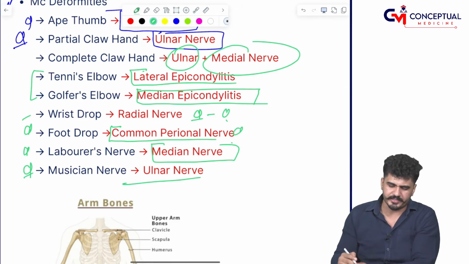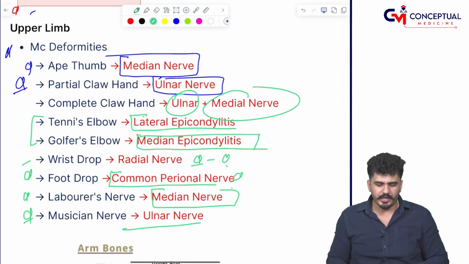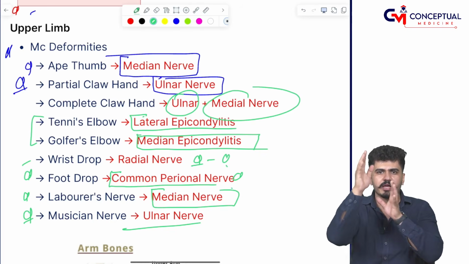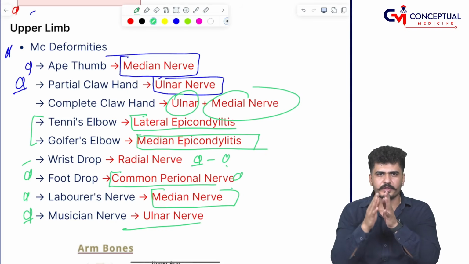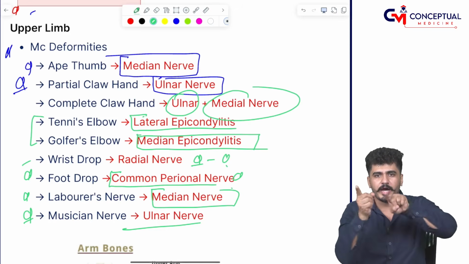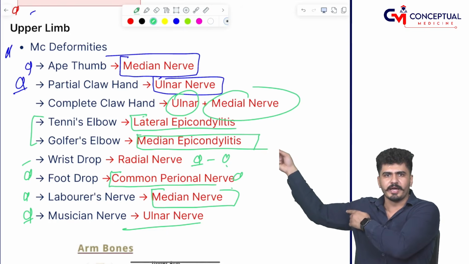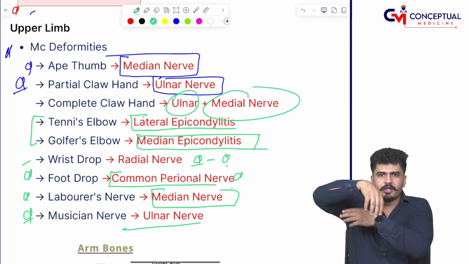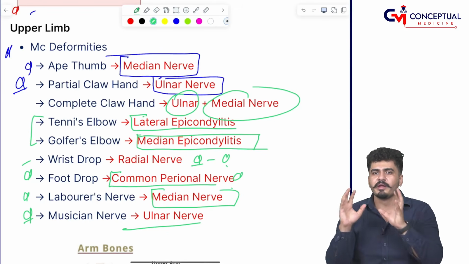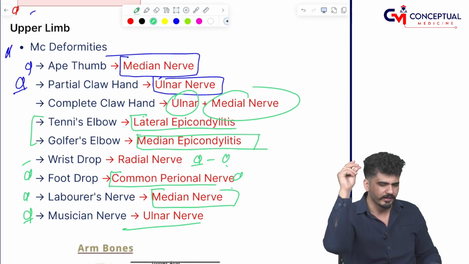Yes, the cock-up splint is the correct answer for wrist drop. This is how beautifully you are going to correct your answers in your exam. So along with me, repeat everything we have studied right now. Ape thumb, median nerve. Partial claw hand, ulnar nerve. Complete claw hand, ulnar and median. Tennis elbow, lateral epicondyle. Golfer, medial epicondyle. Wrist drop, radial nerve. Foot drop, common peroneal nerve. Laborer, median nerve. Musician, ulnar nerve. Done and dusted.